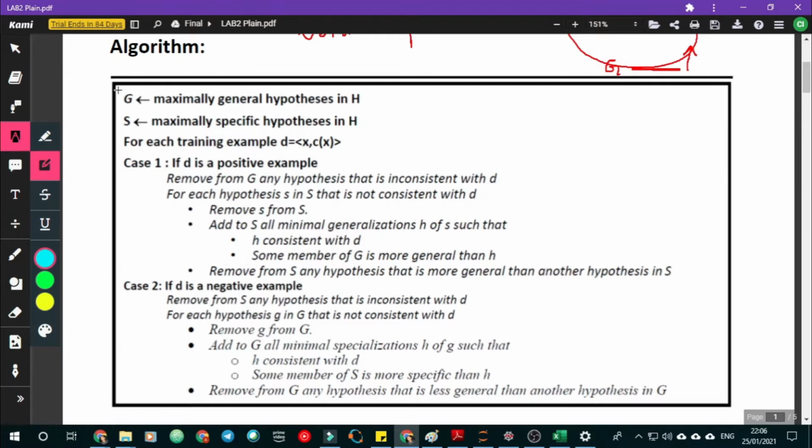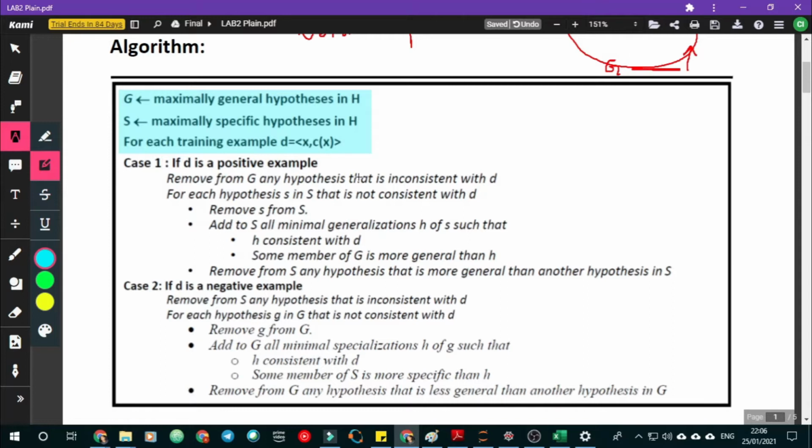So as I said, G is for the maximally general hypothesis, and S is for the maximally specific hypothesis. So we are setting the boundaries. That is the initialization, from where to start the algorithm.